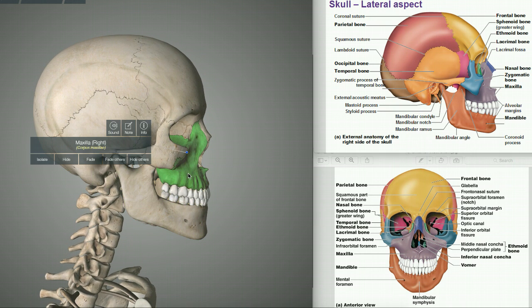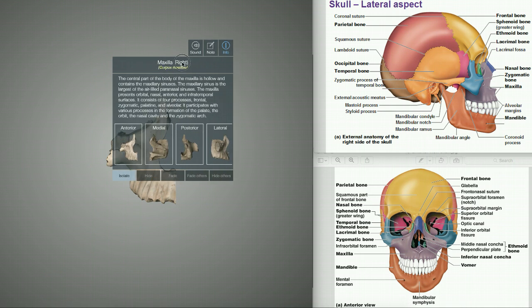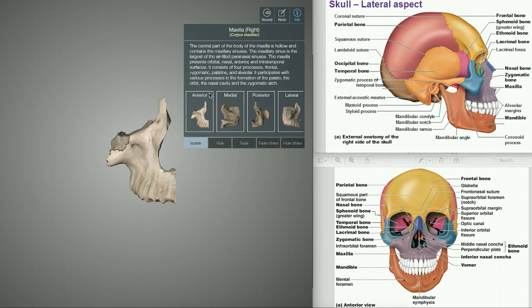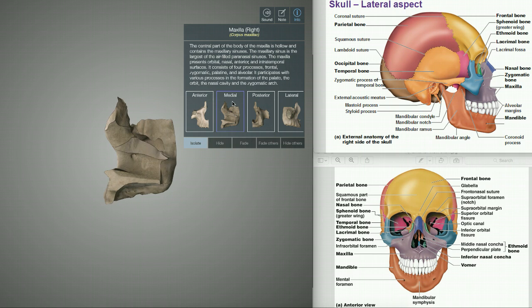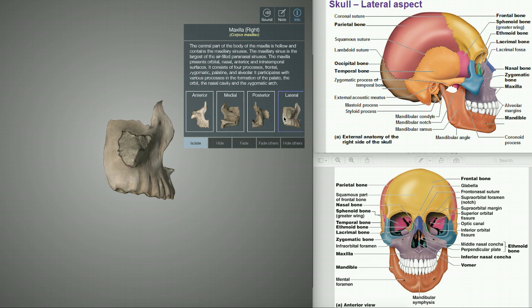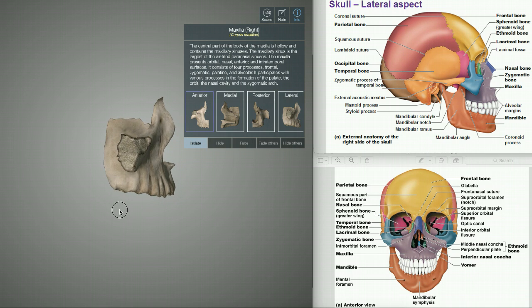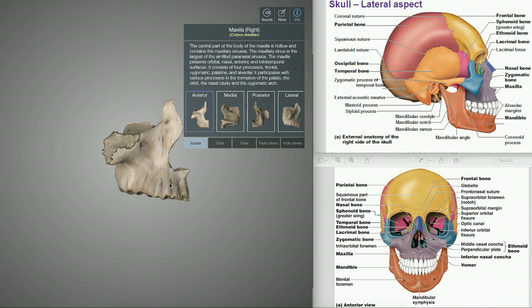And if I click on the maxilla and isolate it again, we have a similar thing. Here's the anterior part of the maxilla, medial, posterior, when we look from the back of the head, and here's the lateral, when we look from the side. So it's a very complex bone, as you can see. It looks different from all different angles. This is the part that forms your jaw. It's just above your teeth, so you can see this is where the molars, canines and all your teeth sit.